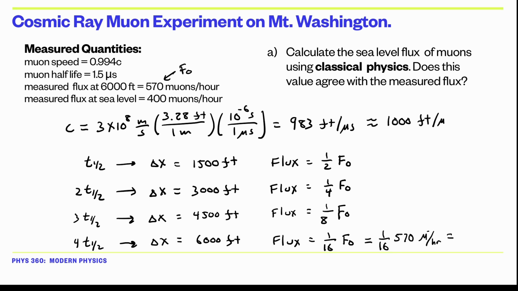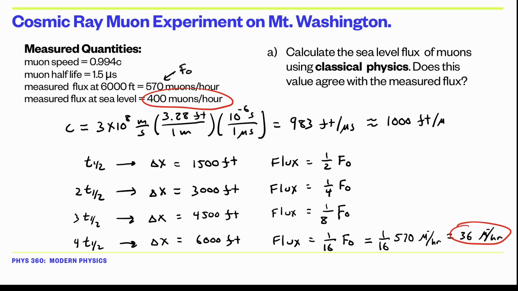So at sea level, classical physics predicts that the flux of muons should be 1/16 of the original 570 muons per hour, or in other words, 36 muons per hour. The group at MIT measured 400 muons per hour, but classical theory predicts that only 36 muons per hour should survive at sea level.